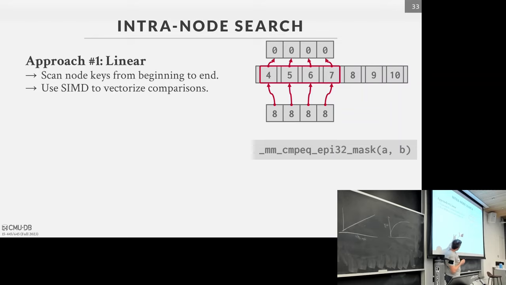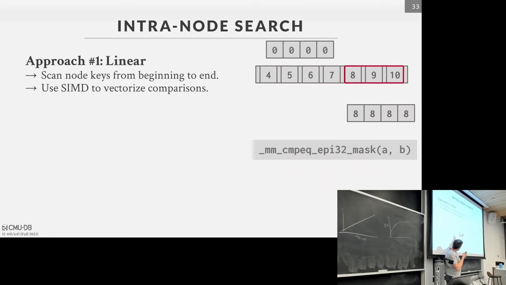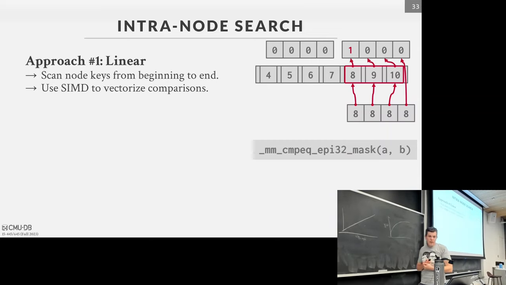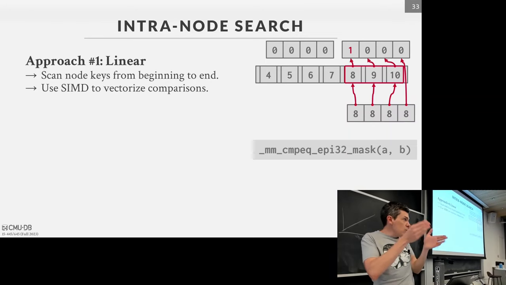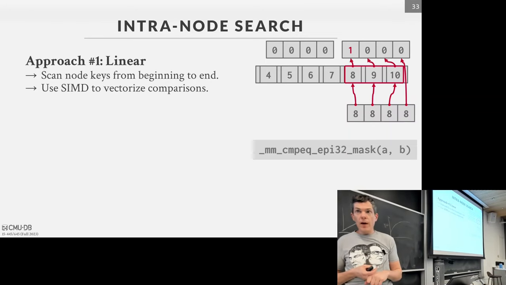In this case, I don't have a match, so I have to slide it over and look at the next one. I have to recognize that I only have 3 keys and not 4, so I have to play little tricks to make sure I don't end up with a false positive. But in this case, I have 8 equals 8 in that first lane, and I have a match. So I can do this more efficiently than doing it one by one. It is still linear, but I'm doing it in batches, and the hardware can support that.